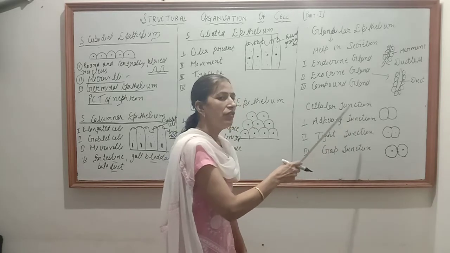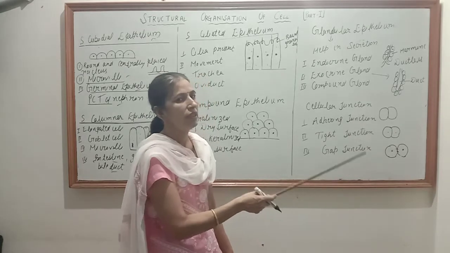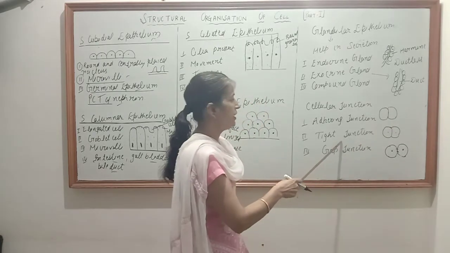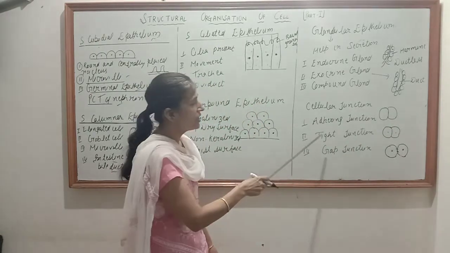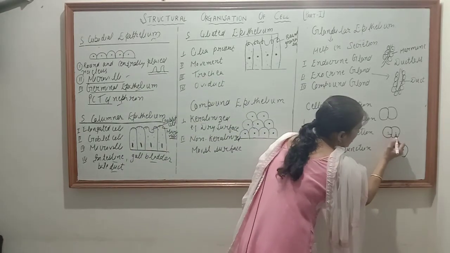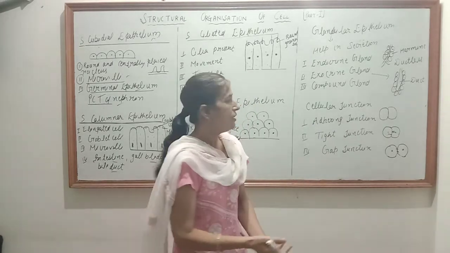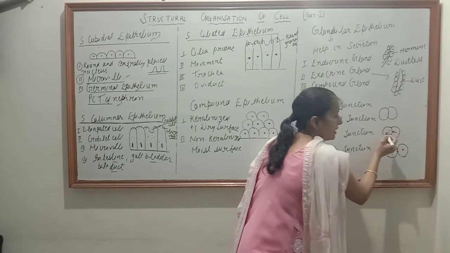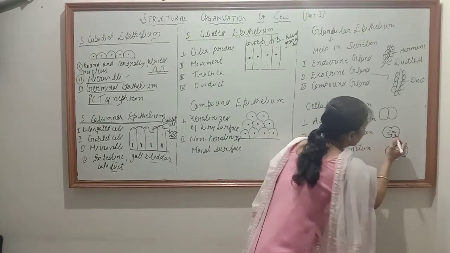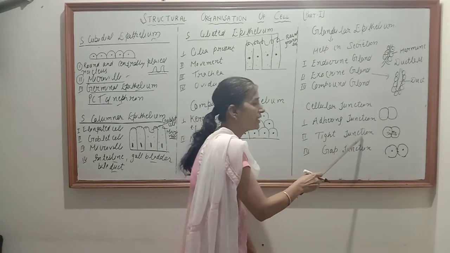Adhering junction adheres two cells tightly. For example, cement is present in the bricks. Similarly, they also adhere two cells tightly. Second is the tight junction. Tight junctions are those junctions which do not allow the movement of substances from one cell to another. It means they will stop it. They do not allow excretion. Suppose here useful material is present. Tight junction does not allow this material to move from one cell to another cell. So they are known as tight junctions.